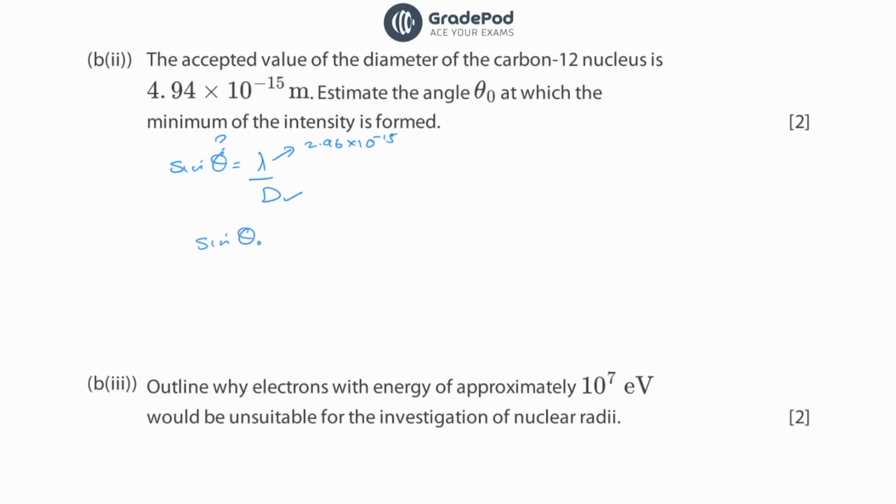Sine theta naught equals 2.96 times 10 to the minus 15 divided by 4.94 times 10 to the minus 15, which gives us an answer of 0.599. So theta naught equals the inverse of sine 0.599. Make sure your calculator's on the right mode here. Mine is in degrees, so it's going to give me theta naught equals 37 degrees. If your calculator was in radians, it would give you a different value.